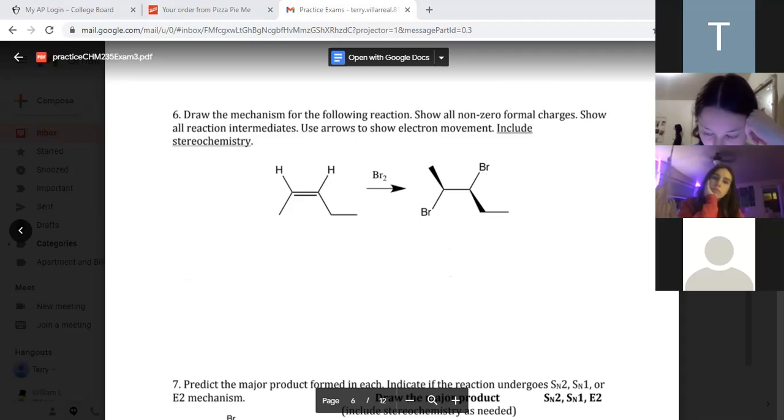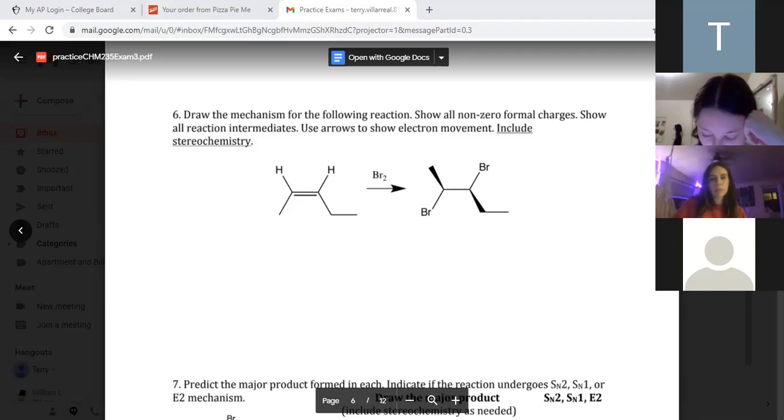There's no stereospecificity. It's just that one will always be pointing one direction, the other one will always be pointing the other direction. They will always be anti-directional. They are anti-addition. Does that make sense?